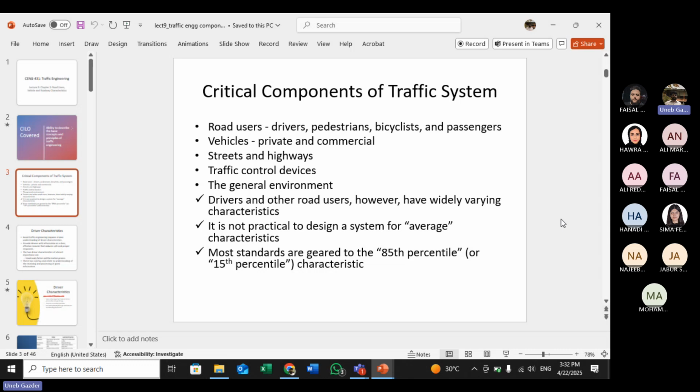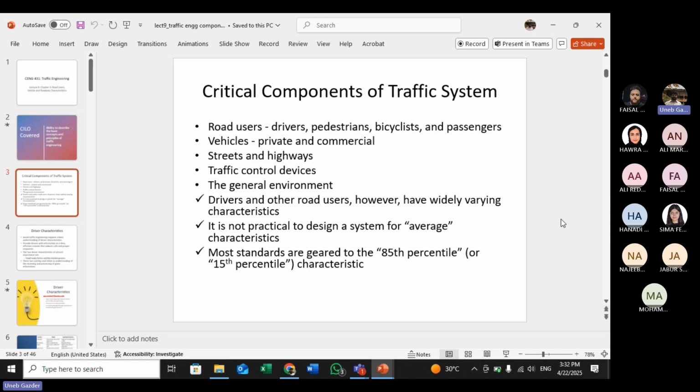Then we have vehicles. Vehicles can be commercial or private. Private means the cars which are used for private purposes. You use them for your own trips. Commercial vehicles are those vehicles which are hired by others to be used. For example, a taxi, for example, a truck. Okay, so these are commercial vehicles. We have taxis as well. Taxis are considered as semi-private, but trucks and buses are considered as commercial.